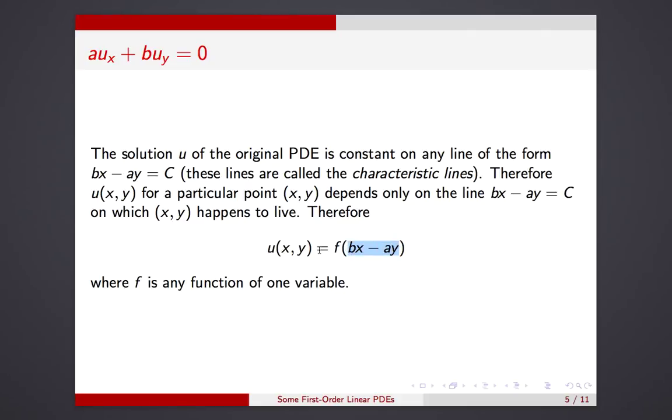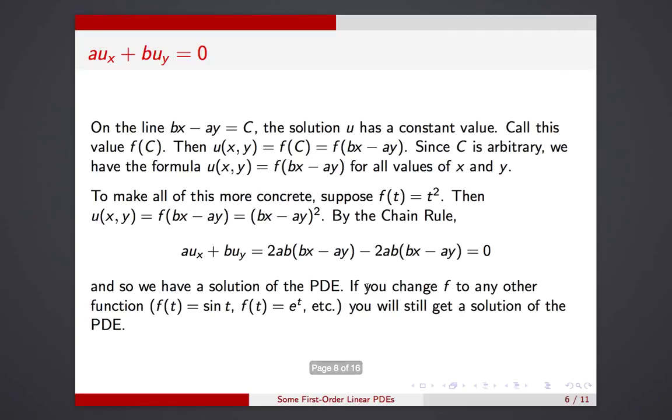So u of x,y is a function of the line that the point lives on, where f here is just any function of one variable. So this looks kind of strange, but let's unpack what's happening here. On the line bx minus ay equals c, the solution u has a constant value because, by definition, u is constant on those lines. So let's call this value f of c. It just depends on the constant value. The constant determines which line you're on. Then u of x,y equals f of c.